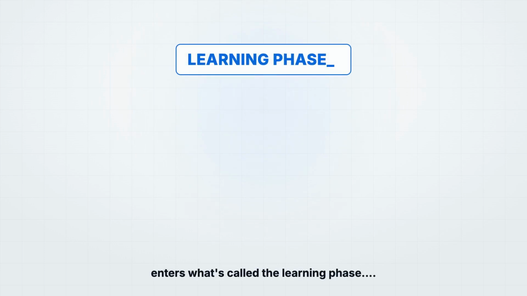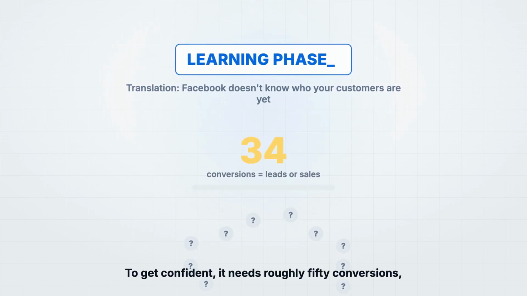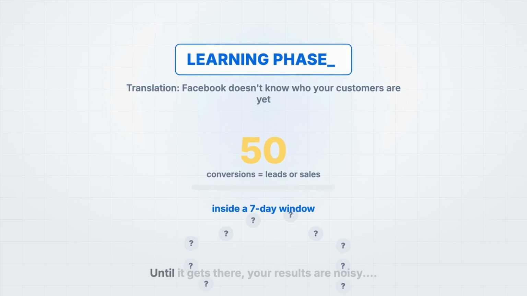To know when to turn an ad off, you have to understand what Facebook is actually doing in those first few days. When you launch a new ad, the system enters what's called the learning phase. In plain English, Facebook doesn't yet know who your customers are. It's spending your money to find out, showing your ad to a wide mix of people and watching who responds. To get confident, it needs roughly 50 conversions. That's 50 leads or sales, inside a 7-day window. Until it gets there, your results are noisy.